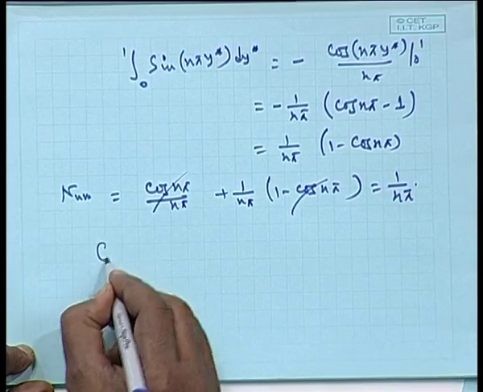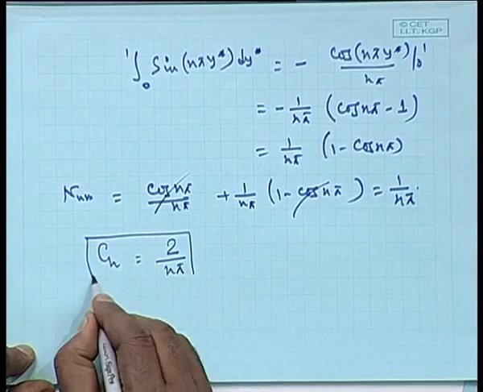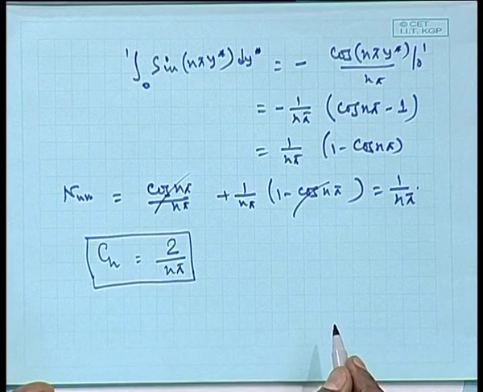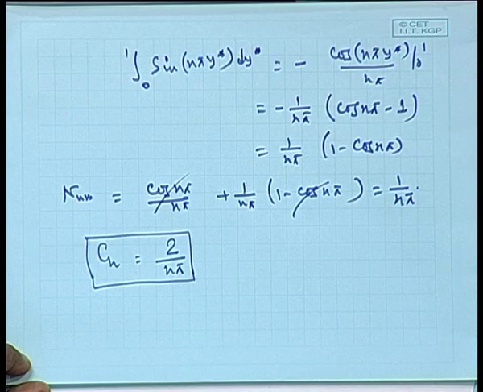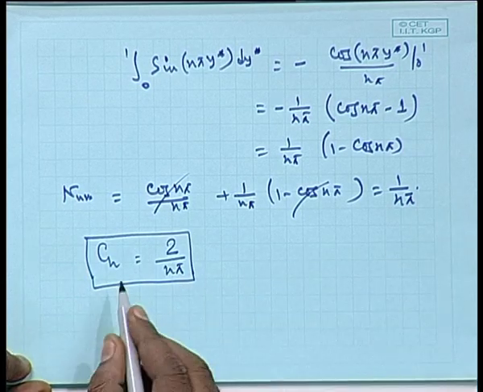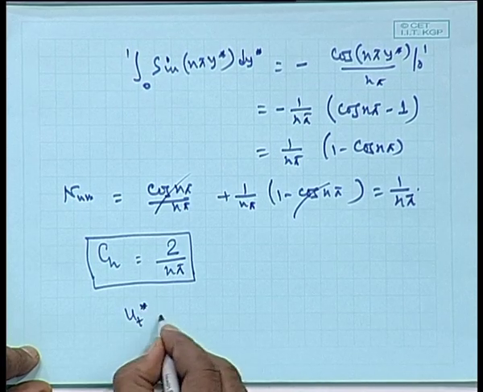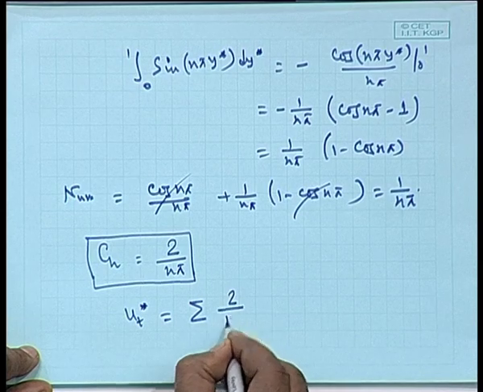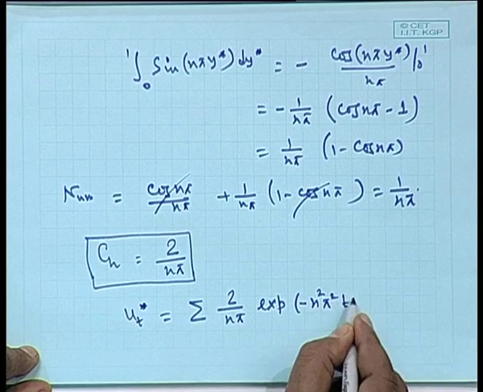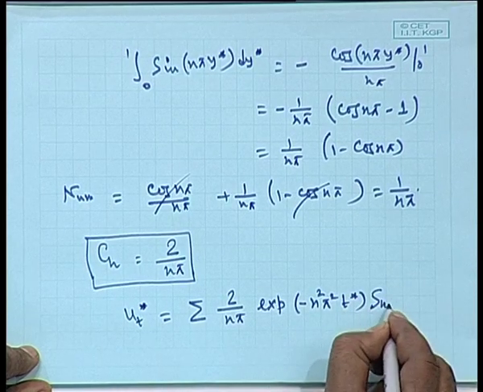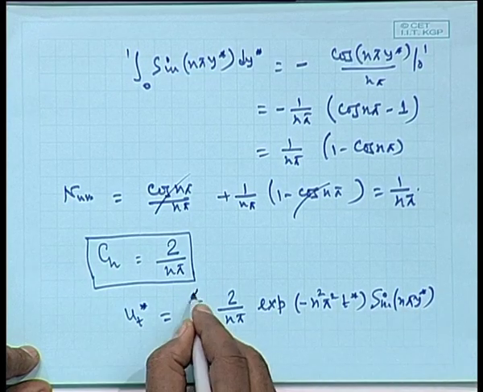Okay. So, what is C n? C n will be nothing but 2 by n pi. Okay. So, we can do the algebra, there is nothing. So, what is the complete solution? The solution is u t star equal to summation of 2 over n pi exponential minus n square pi square t star sin n pi y star, for n equal to 1 to infinity.